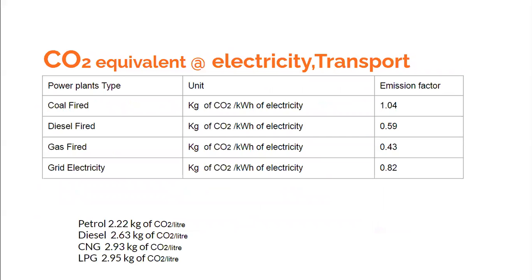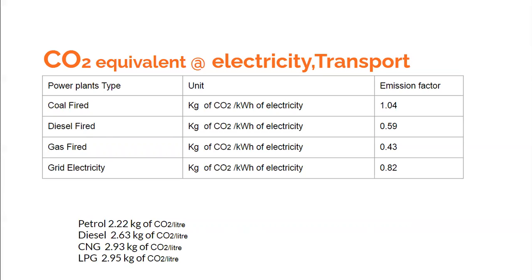Similarly, as was explained earlier, the emission factor for electricity coming from a coal-fired plant is 1.04. For a diesel-fired captive power plant, it comes to 0.59. For a gas-fired power plant, it comes to 0.43. And if there is grid electricity with 80% coming from coal and 20% coming from clean sources, that emission factor comes to 0.82. This was already explained to you.